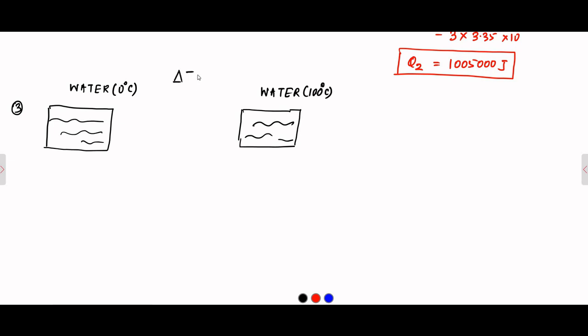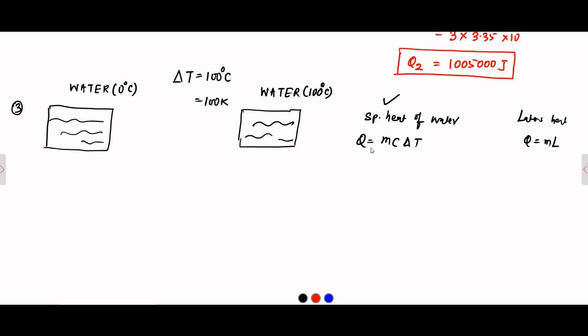So a temperature increase of 100 degrees Celsius is the same as 100 Kelvin. Here the specific heat of water will come into play using the relationship mc delta T. Wherever there is an increase in temperature, the specific heat concept will come into play. Wherever temperature remains constant, the latent heat concept will come into play, whether it is latent heat of fusion or latent heat of vaporization. So here the specific heat concept will come into play.